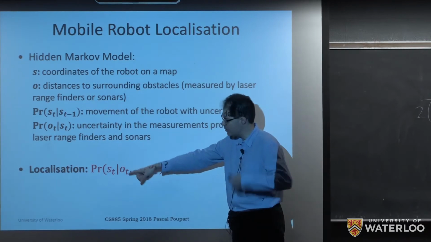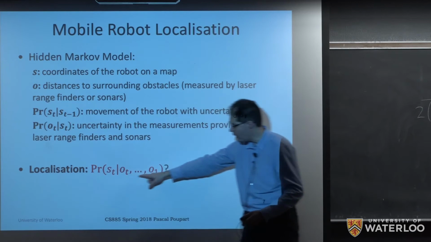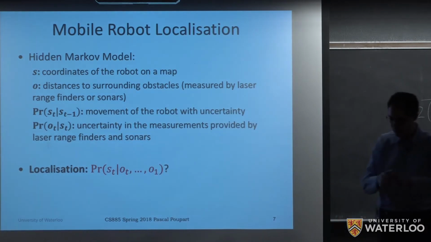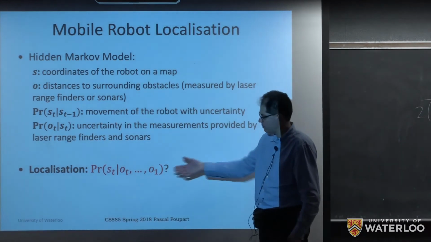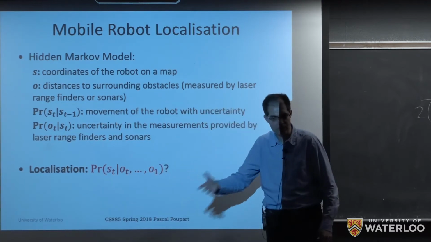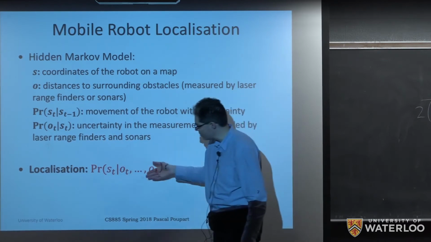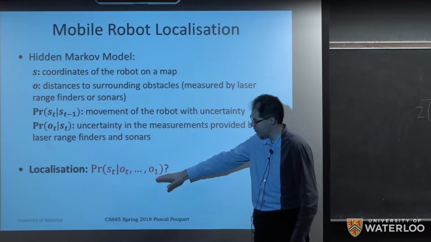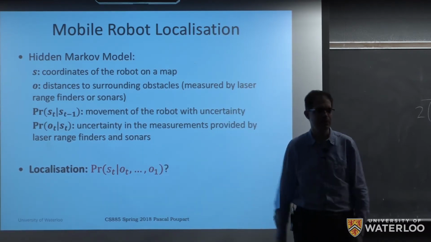With this information, the problem of localization of the robot is the following: you're essentially asking what's the probability that the robot is at a certain location given all the sensor readings that it has received so far. In general, it doesn't know, and it will never know for sure, its precise location, but it has a stream of sensor measurements. These are observations, and it should infer based on that what the current location is. So the problem of localization can be formalized in this fashion, at least in this probabilistic setting.